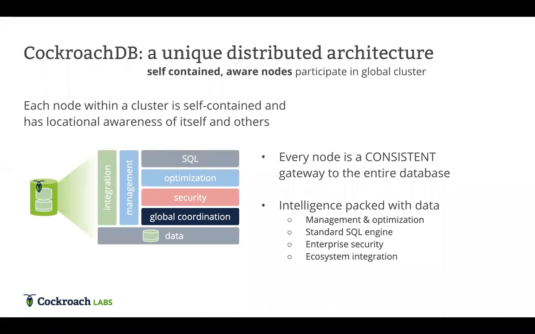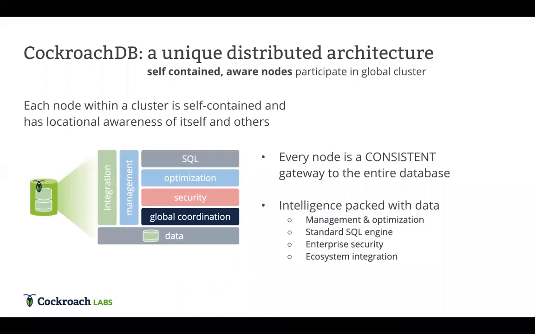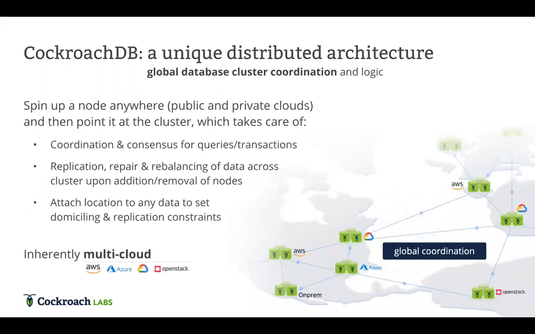Where it gets different is this dark blue box here called global coordination. Everything traditional you would want is there, but what we can do is spin up a node, which was represented as this single green little cylinder over there. We could spin up a node anywhere, point it at a cluster, and it's going to participate in a distributed cluster and a distributed database.